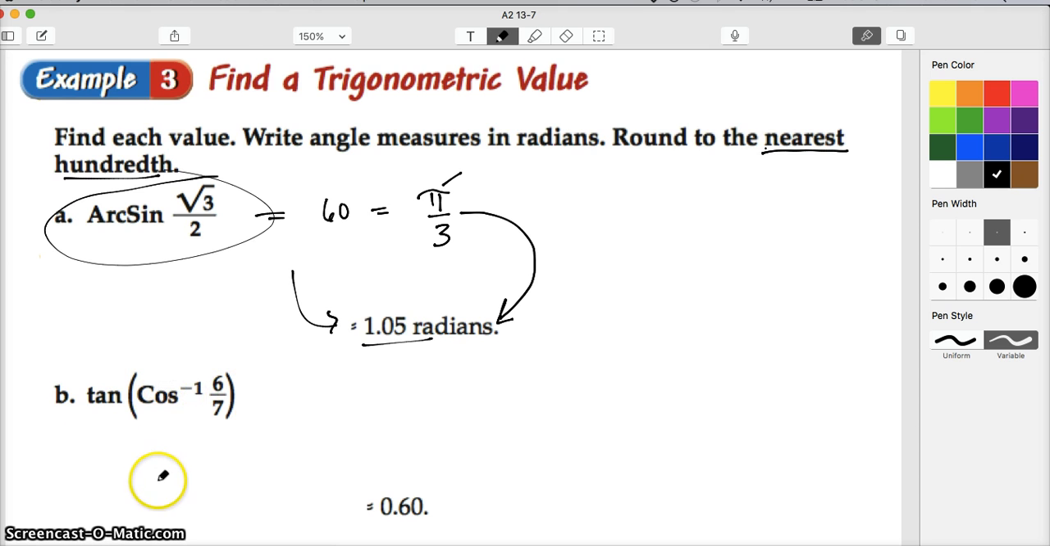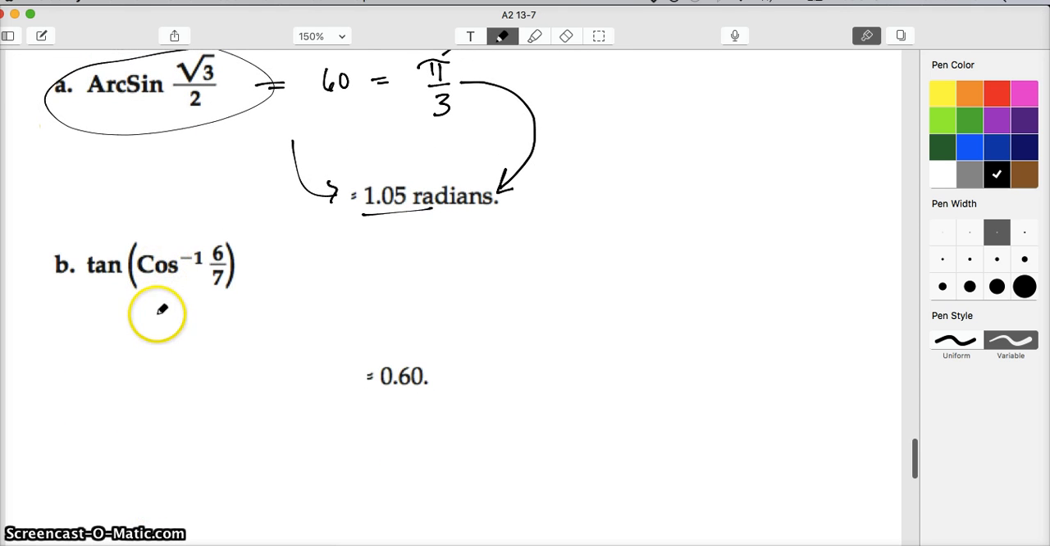This one looks crazy though, right? So what is happening here? First of all, we are looking for an angle. We're going to find the tangent of an angle. What angle? The angle that would give us 6/7 as its ratio when we find the cosine of that angle. Lots going on here. What we need to do is first find the inverse cosine of the ratio 6/7. Once we have that angle, then we can find the tangent of that angle.